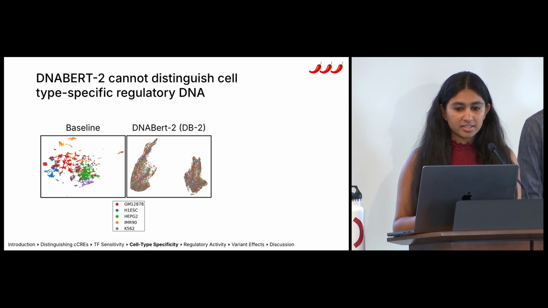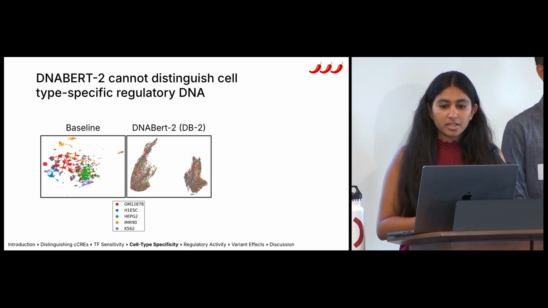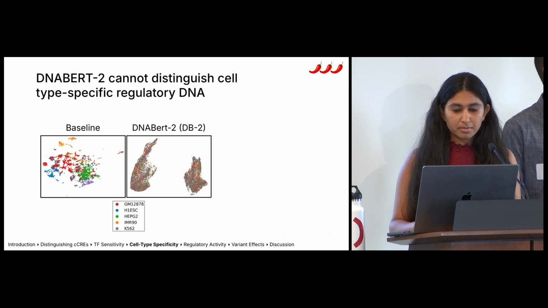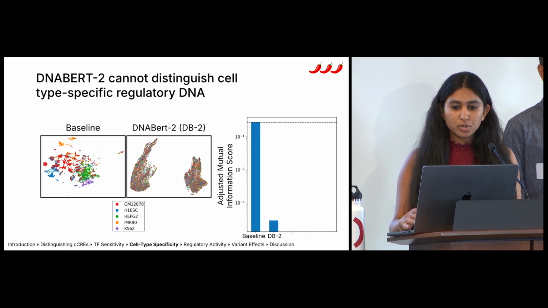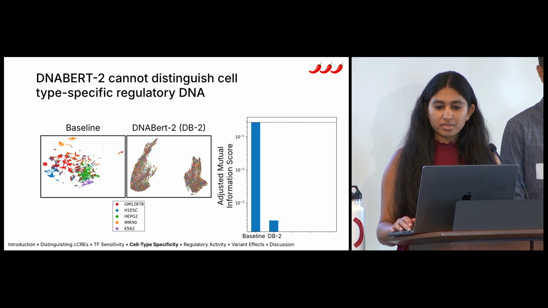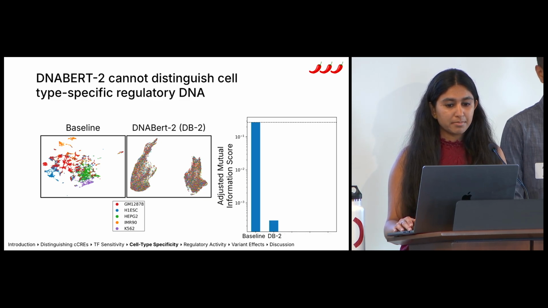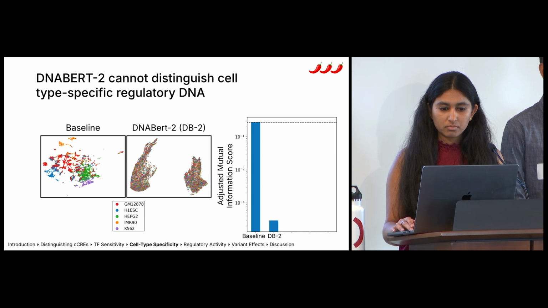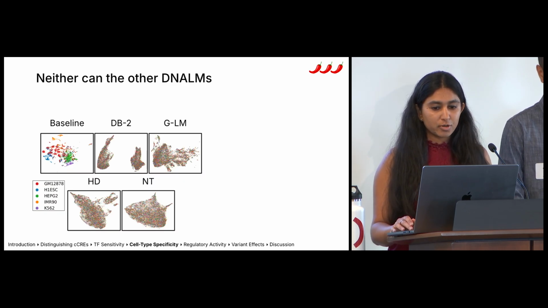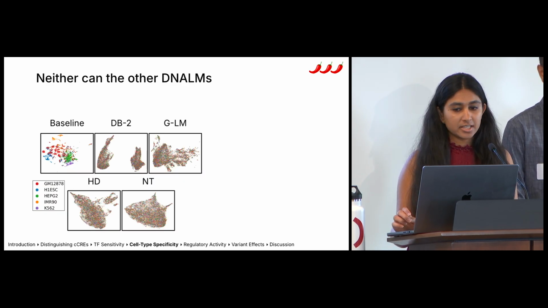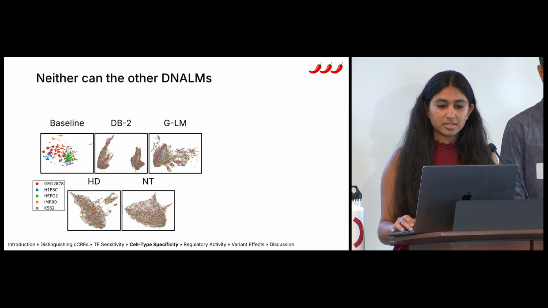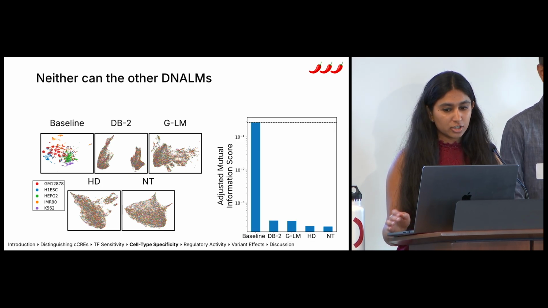On the other hand, let's take a look at DNA BERT2. The model embedding clusters are not separable at all by cell type compared to the baseline embeddings. And the mutual information scores further support what we see, with the DNA BERT embeddings having a much lower score compared to the baseline embeddings. The other DNA language models follow suit and are unable to classify cell types similarly to DNA BERT2 and perform much worse than the baseline both visually and quantitatively.